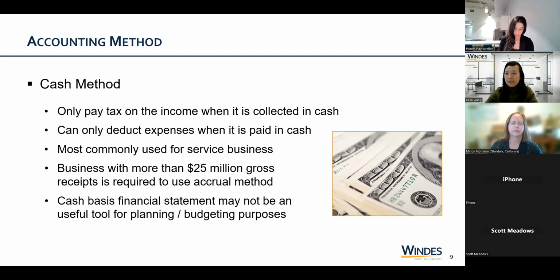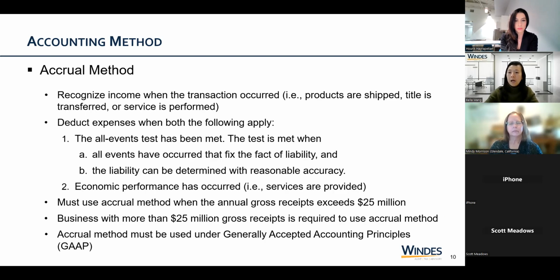We do have a limit. If your gross receipts are over, it's actually now $26 million, then you cannot use the cash method. You have to switch to the accrual method. However, there's an exemption for professional service corporations. So if you are a professional service corporation, even if your gross receipts are over $26 million, you can still use the cash method. But some businesses, even small businesses, if they prefer, can use the accrual method.